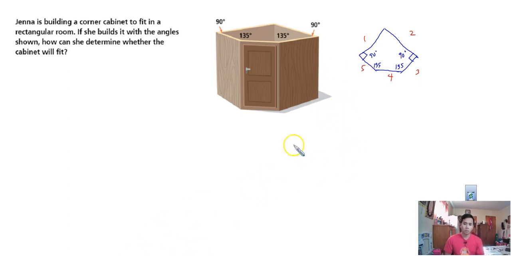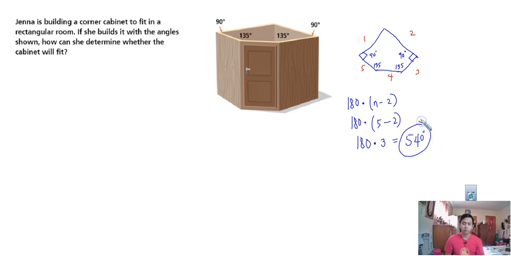So I'm going to use the first theorem. 180 times n minus 2, which will give me 180 times 5 minus 2, 180 times 3, which is equal to 540 degrees. Therefore, the sum of the interior angles is 540 degrees. Now, we have to find the missing angle, which is this one.